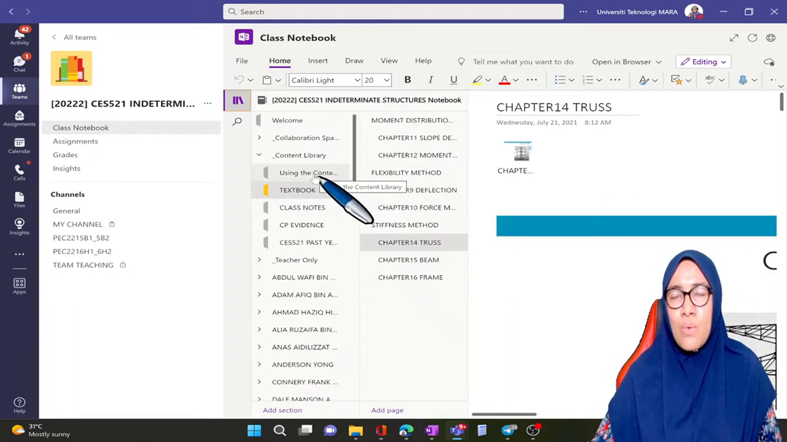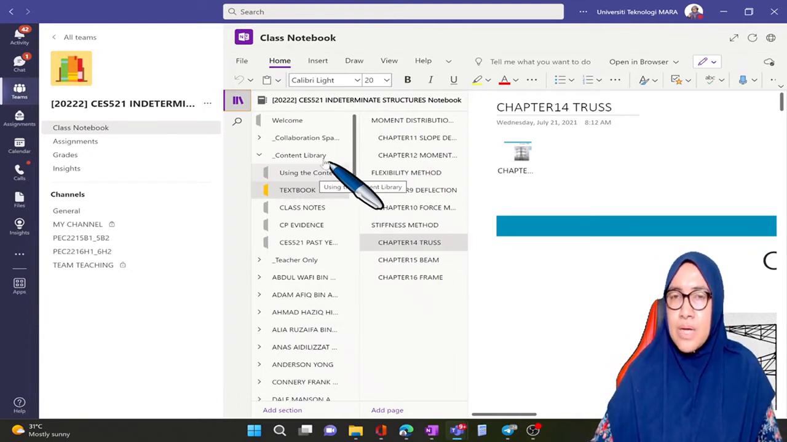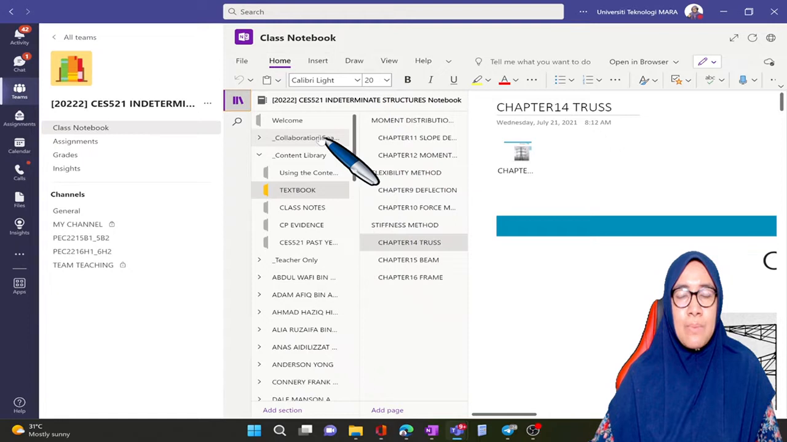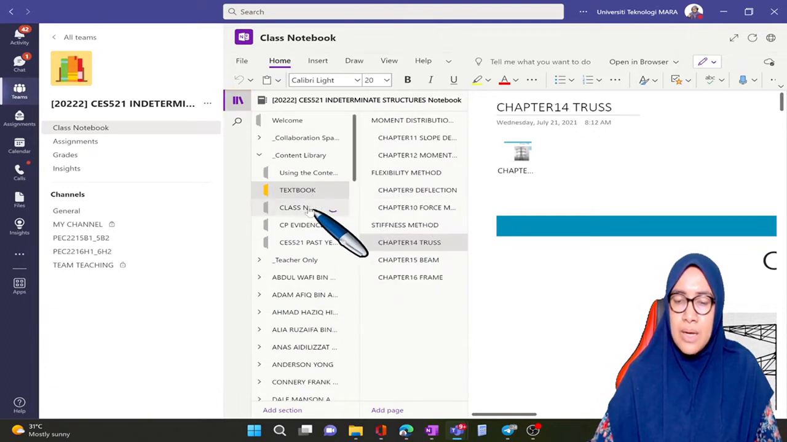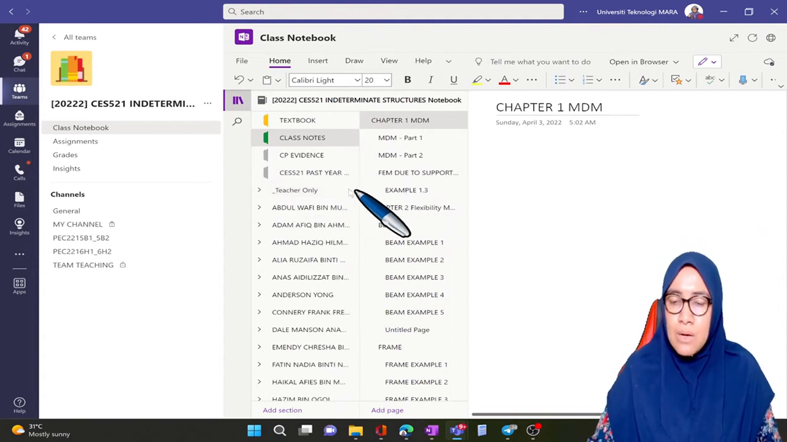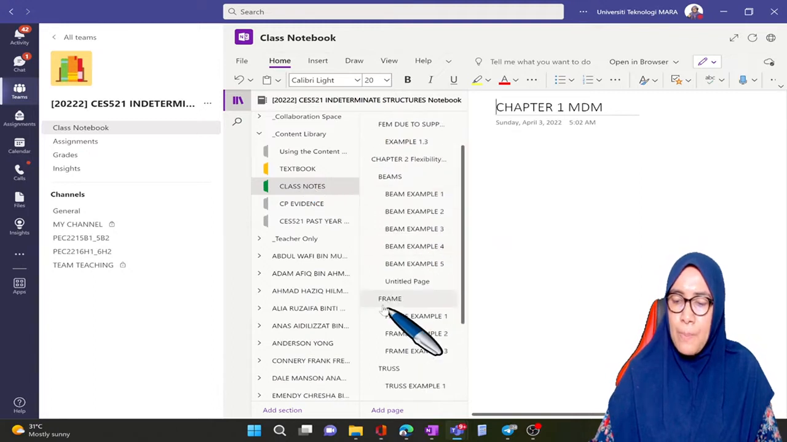If you install OneNote on your phone or tablet, or you can also open OneNote in Teams or in any browser, you can refer back to the notes that I have explained just now under content library, to revise after the class session.